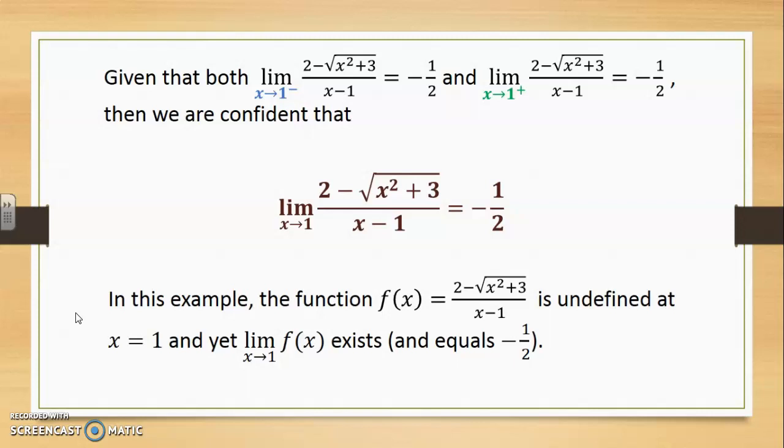Given that both the left-hand approach towards 1 and the right-hand approach towards 1 agree, then we're confident in saying that the limit as x approaches 1 of 2 minus root of x squared plus 3 over x minus 1 equals minus a half. In this example, the function f of x is undefined at x equals 1, and yet our limit process has allowed us to find an existing value of minus 1/2. This just goes to show that direct substitution may not be the best method all the time.